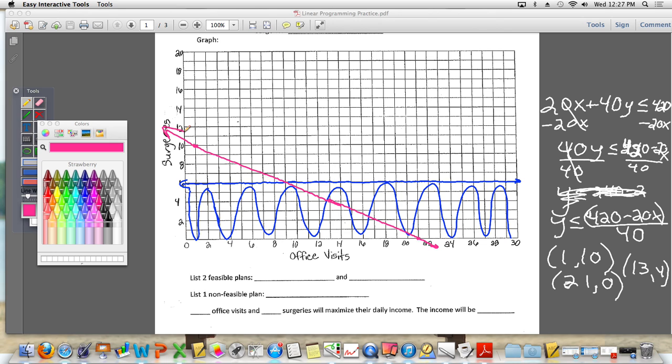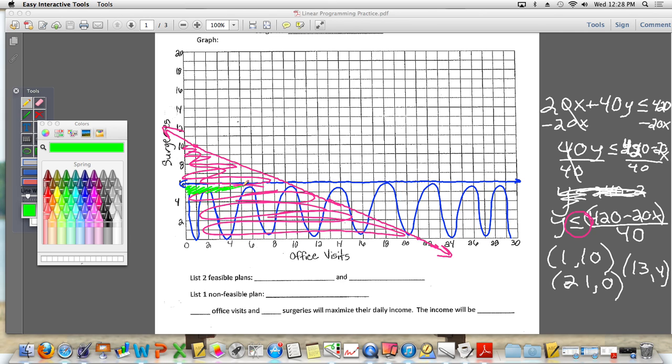Where do you shade? Underneath. Yeah, because it says less than or equal to. So you are going to shade underneath that line. So here we go, everything under that line. And now what you need to do is darken in the region that is double shaded. So I'm going to pick another color.